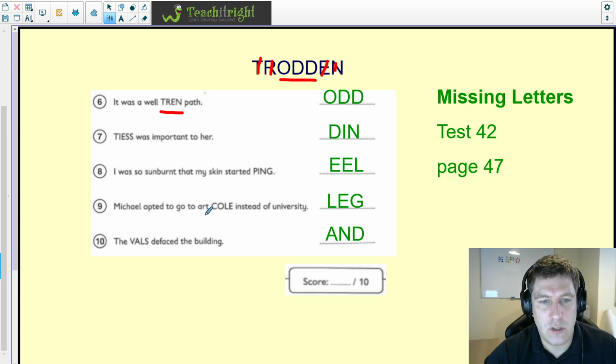Michael opted to go to art something instead of university. I think, again, these letters probably give you a very big clue to this word. This word, of course, is college. College, and leg was the three-letter word we needed there.